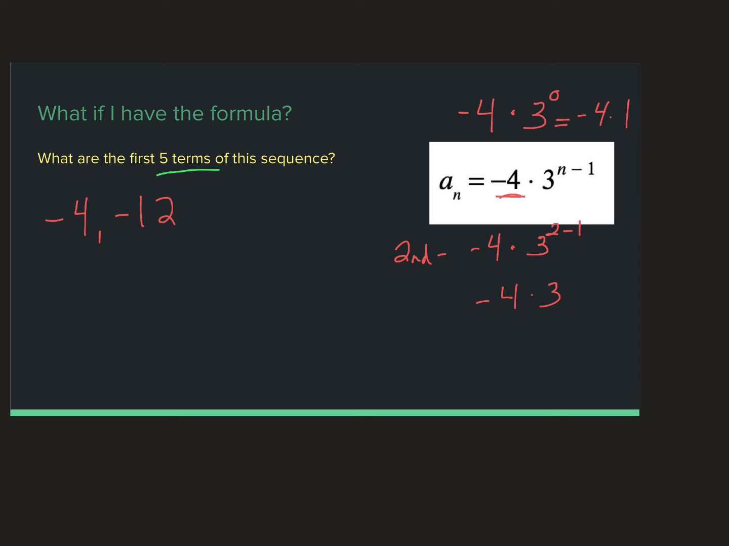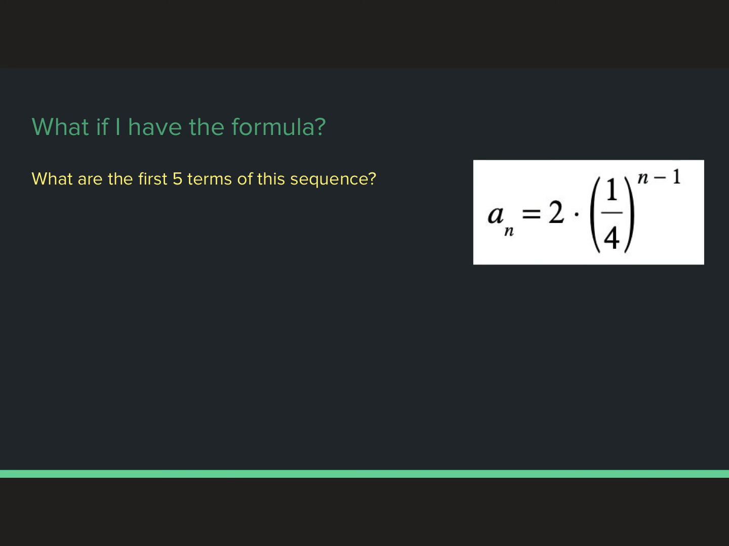And then you notice we know our common ratio is 3, so negative 12 times 3 is negative 36. Times 3 is negative 108. Times 3 is negative 324. That's my first 5 terms. Pretty easy. Let's look at this next one.